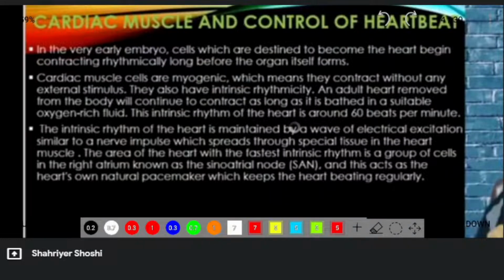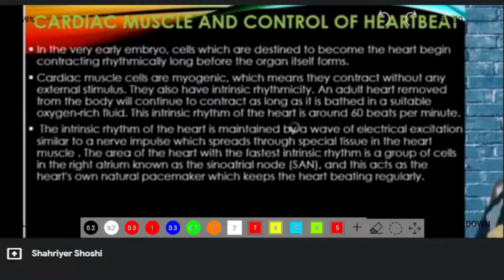They have intrinsic rhythmicity. An adult heart removed from the body will continue to contract as long as it is bathed in a suitable oxygen-rich fluid. This intrinsic rhythm of the heart is also 60 beats per minute. Now, have you ever heard of heart transplant surgery? Yes. In heart transplant surgery, an adult heart is removed from a body. After removing the heart, they place it in a box. The box has an oxygen-rich fluid.